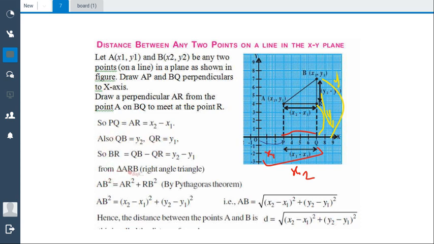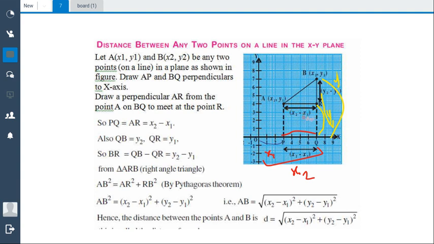So from triangle ARB, it is a right angle triangle. I am applying the Pythagoras theorem. AB square is equal to AR square plus RB square. That is nothing but hypotenuse square is equal to side square plus side square.